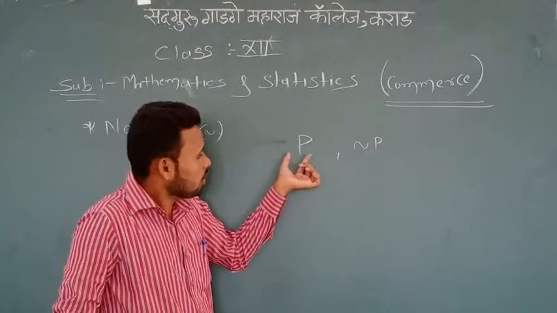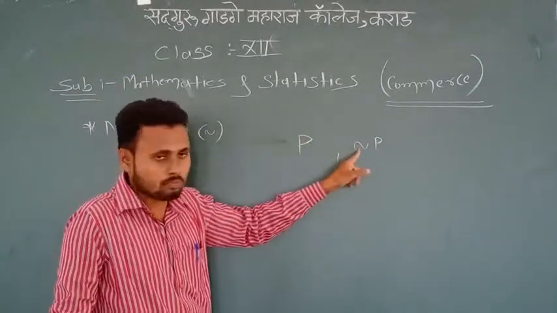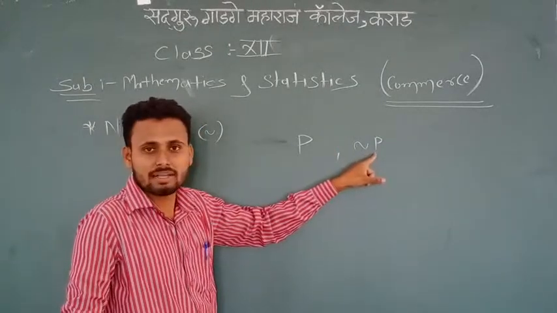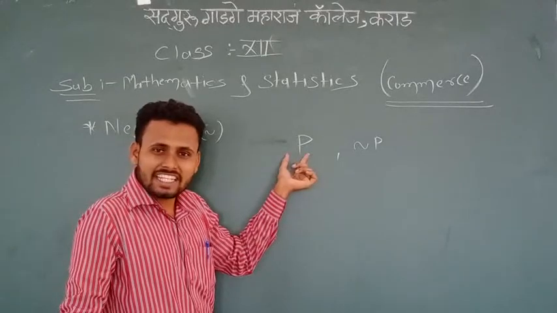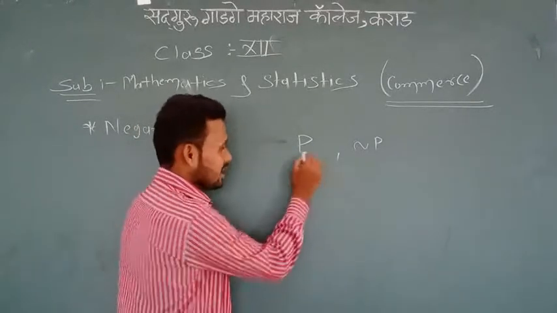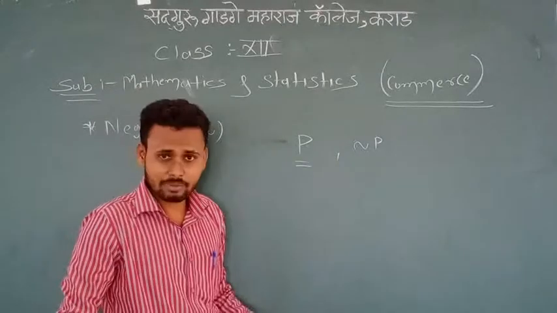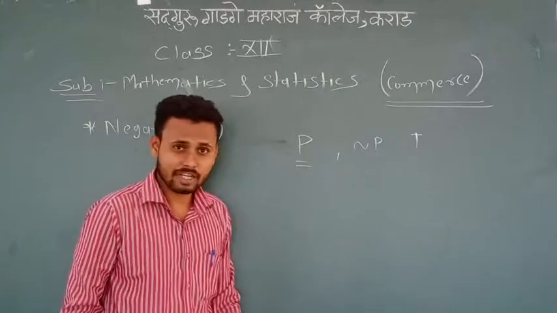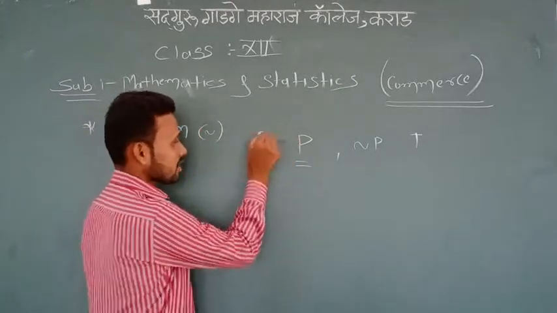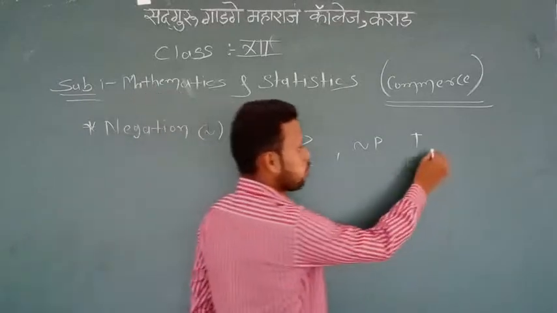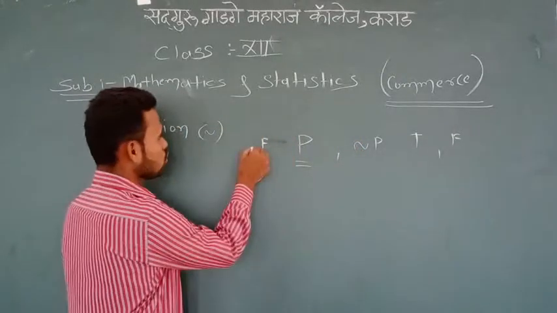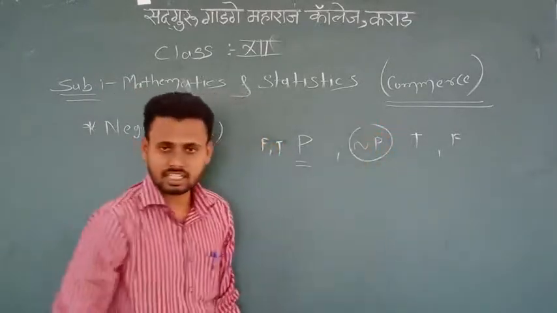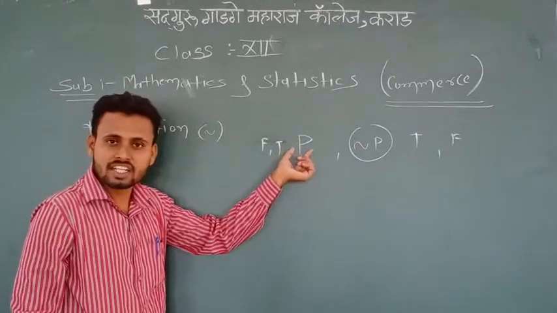One more, negation of a statement. Suppose P is any statement, then its negation is denoted by this symbol. Definition: for any statement P there is another statement which is true if P is false, and which is false if P is true. Then that statement is called the negation of statement P.